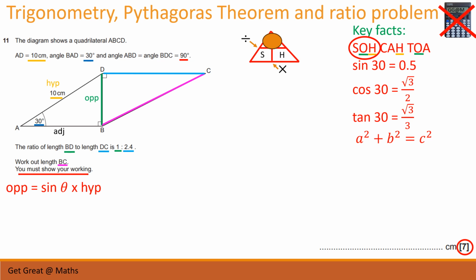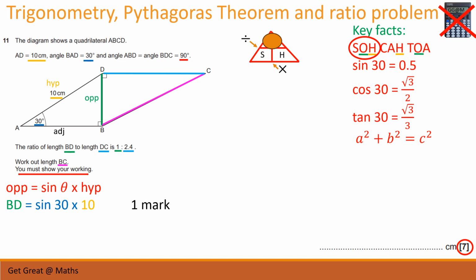Write down the key formula in red and highlight it. Now if you put opposite to be the length B to D, the angle is going to be 30, so it's sine of 30, and my hypotenuse is 10. You've got 1 mark for putting in the values for 30 and for 10 into that formula.